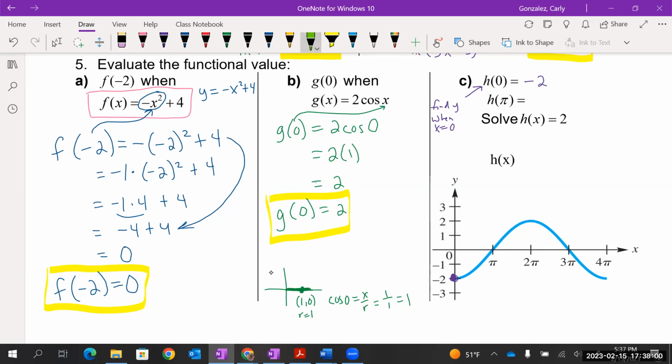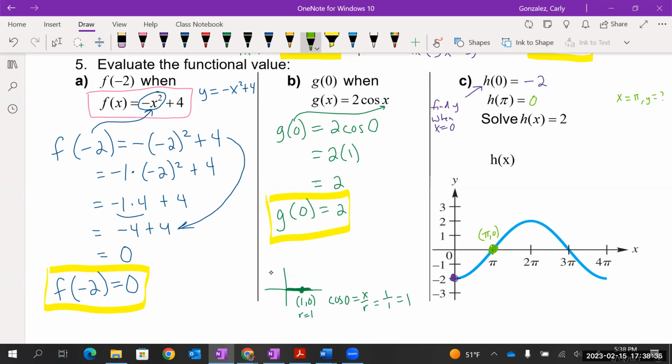Now, h of pi is telling us x equals pi. What is y? So let's now go over to x equals pi, and notice our graph is right here on that x-axis. So I don't go up, I don't go down. And in fact, that coordinate is (pi, 0). So when x is pi, y is 0. So h of pi equals 0.